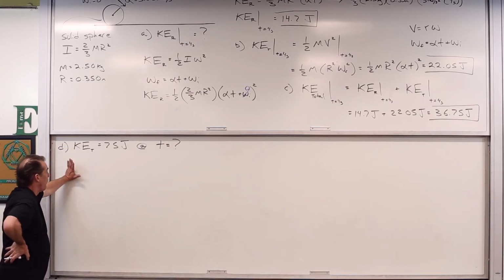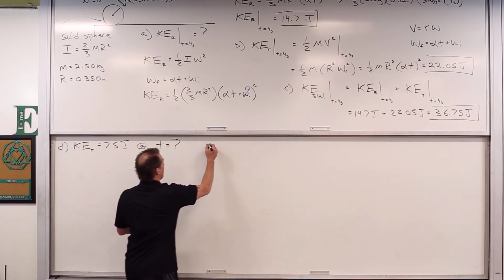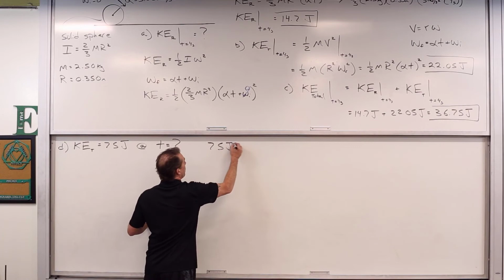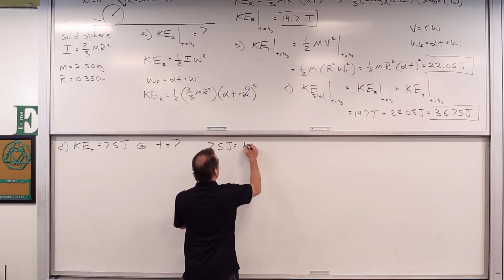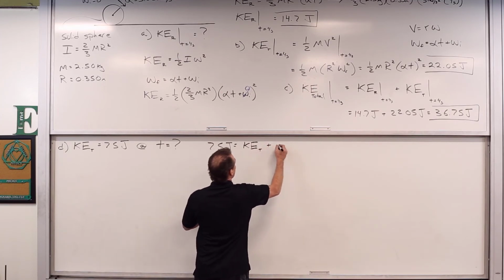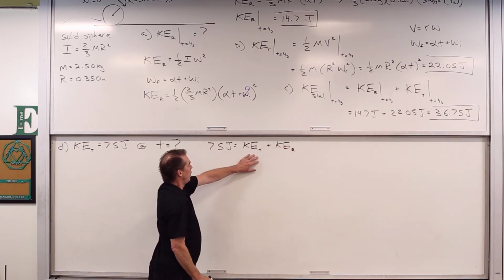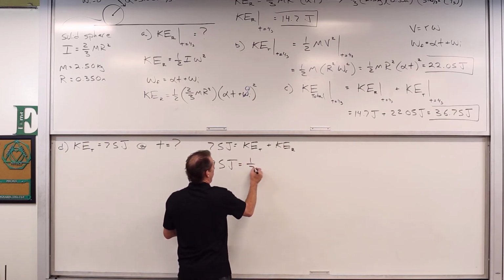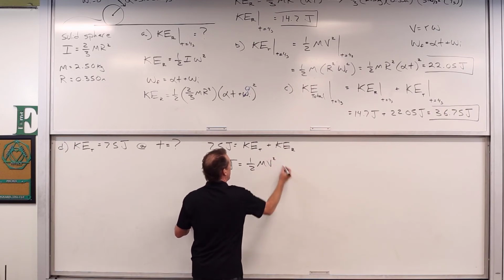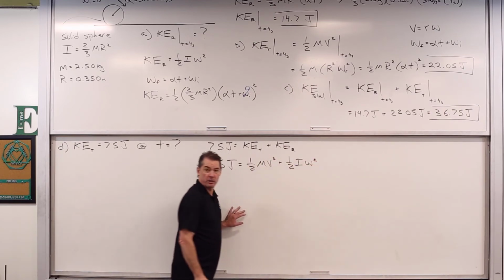So we need to figure out when the total kinetic energy is equal to this. So what do we have? Well, we've got that 75 joules must be equal to the sum of the translational and the rotational kinetic energies. So we have KE sub t plus KE sub r. Well, we know that this is 1/2 mv squared plus 1/2 I omega squared.